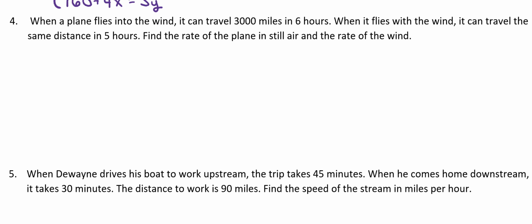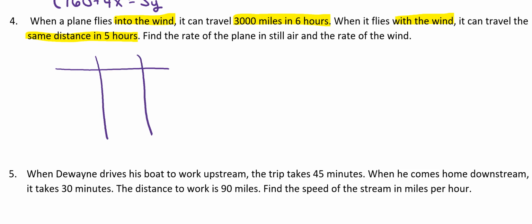Number 4. When a plane flies into the wind, it can travel 3,000 miles in 6 hours. When it flies with the wind, it can travel the same distance in 5 hours. So this is one of our distance, rate, and time problems. So we're going to make our table. So we're flying into and with the wind.